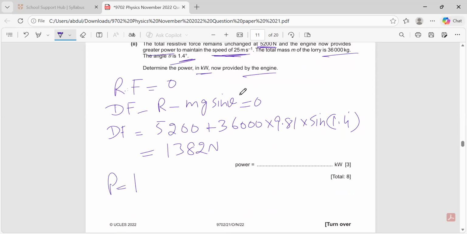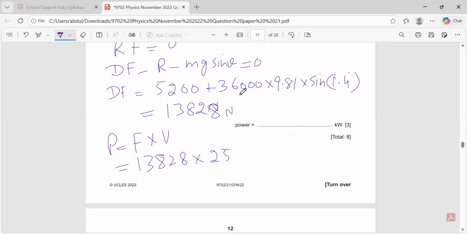So driving force is this. Power in kilowatt, so no problem. Power is equal to force times speed. So dear sons, 13,828 Newton times v, which is 25. And as we are simplifying, answer comes to be 345,711. So it means it can be written 3 to nearest 1000, 346, and then 000. And we have to write the answer in kilowatt. So you can write it 346. Maybe in the mark scheme it is written 350 to the nearest 10. Not a problem. So this will be the whole scenario.